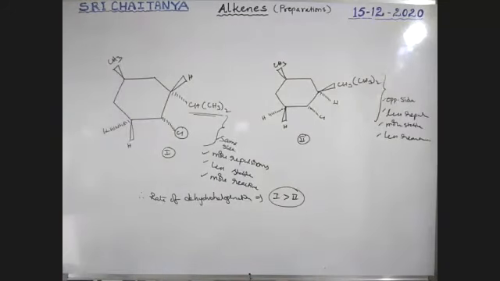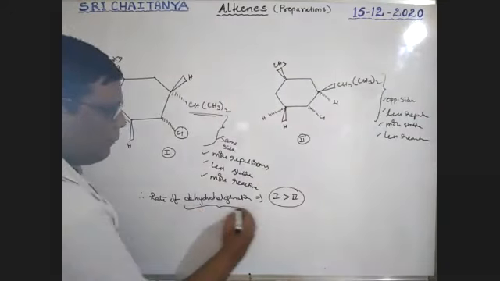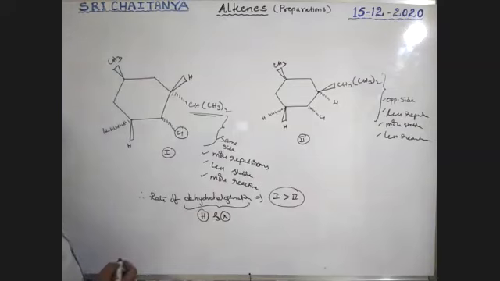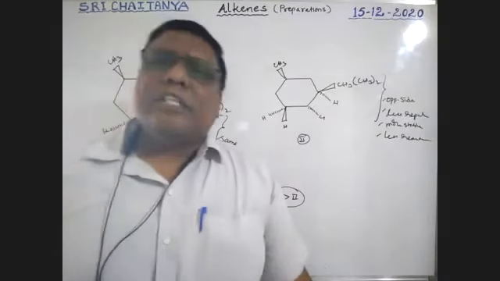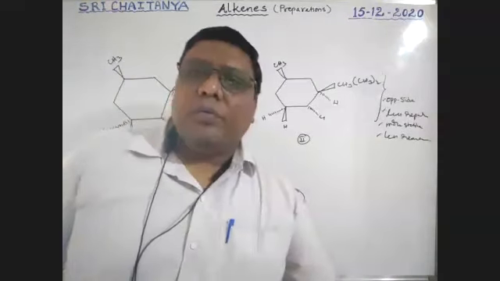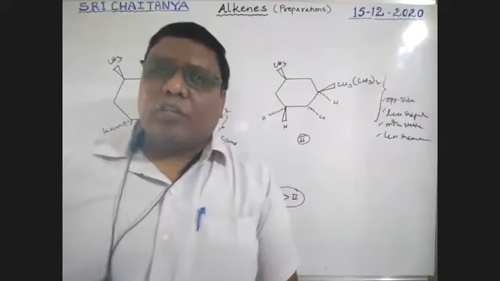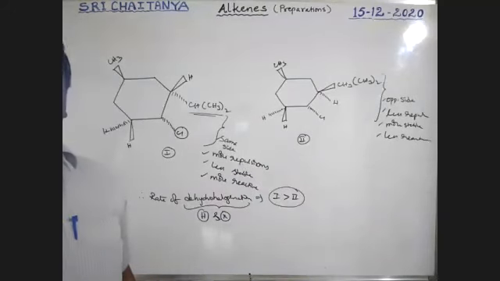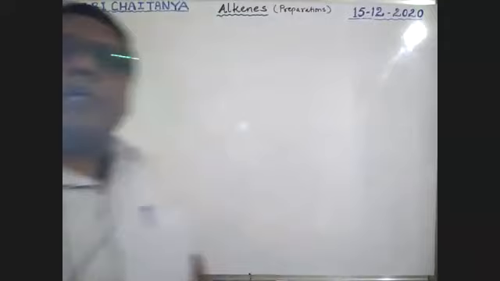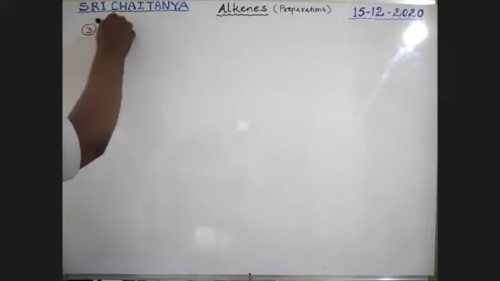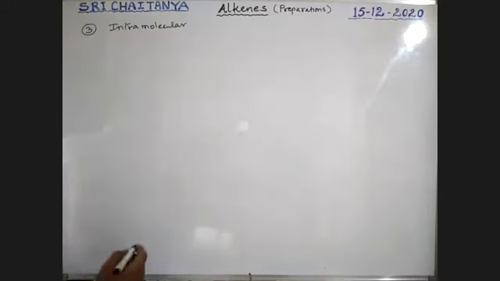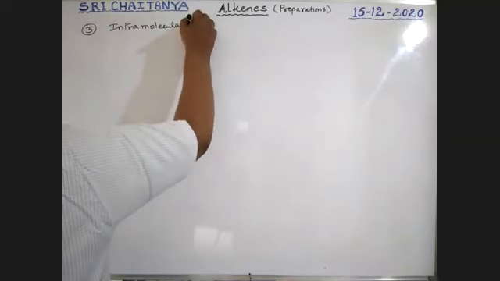So, the rate of dehydrohalogenation. Dehydrohalogenation means removal of hydrogen and halogen from adjacent carbon atoms. So that is the removal condition. All these are possible. This is very, very important, boys. This is about E2 elimination, that is dehydrohalogenation. In presence of a strong base, these are the preparation methods of alkenes from alkyl halides. Third one, intramolecular elimination.